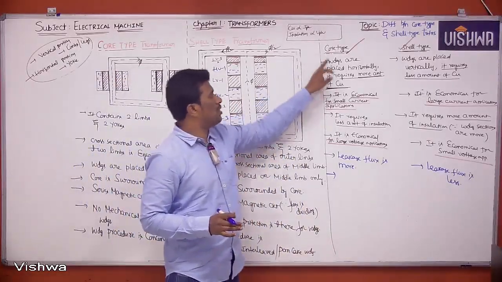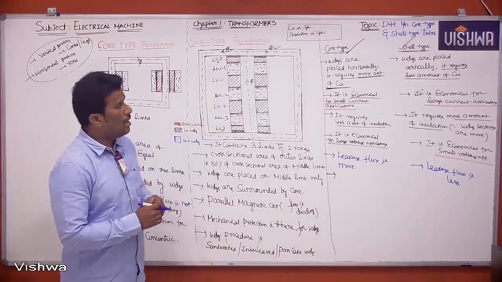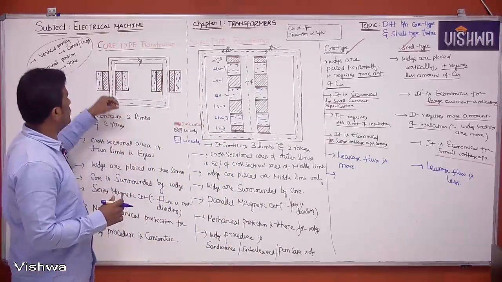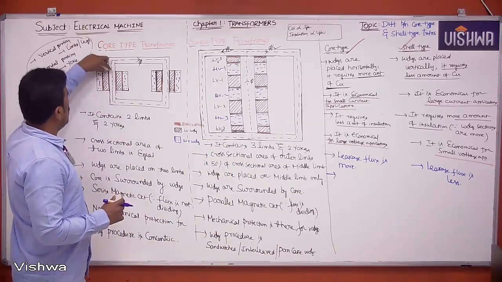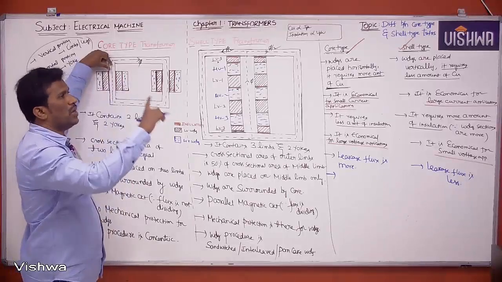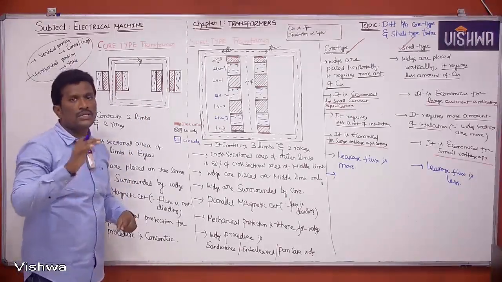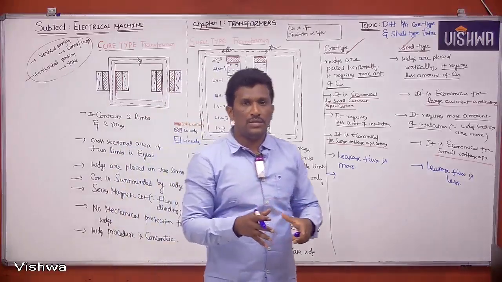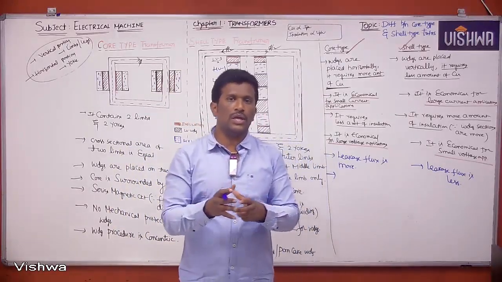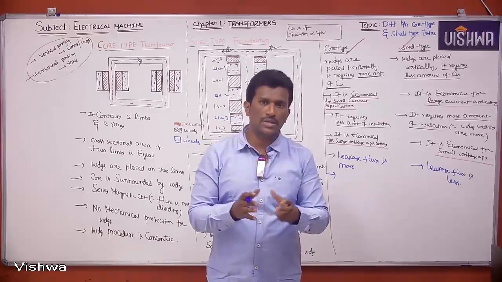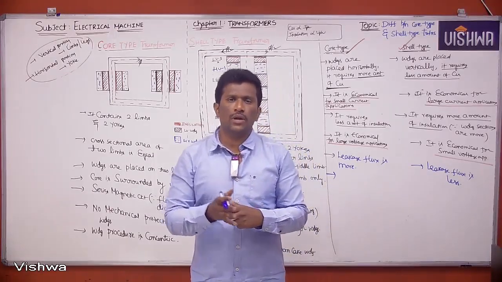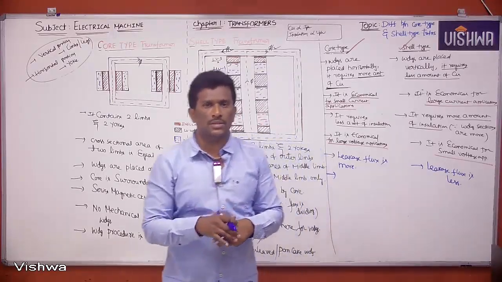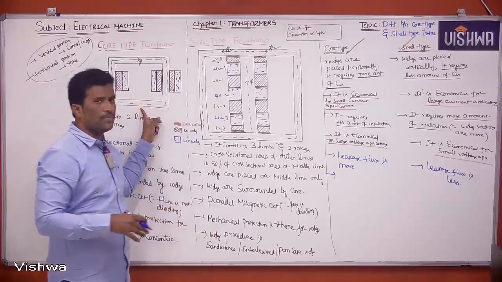Maintenance is easy in a core type transformer. What does maintenance mean? Here the core is surrounded by windings, so the windings are outside. If something goes wrong with the windings, for example if a short circuit takes place between LV and HV, then from a maintenance point of view it is very convenient if the transformer is core type.